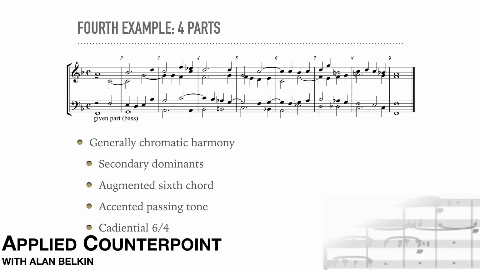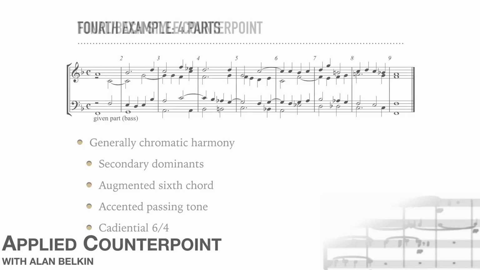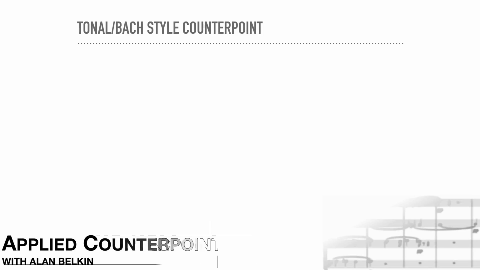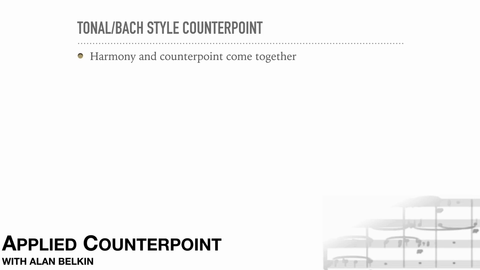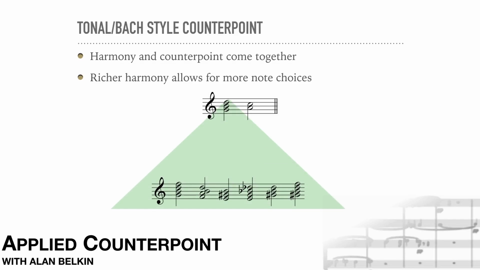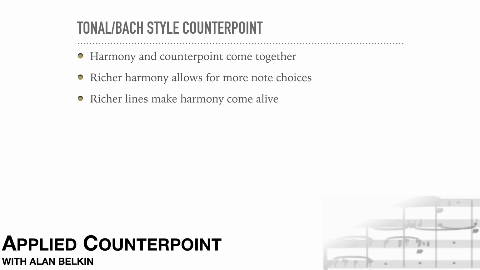All these examples show the degree to which a richer harmonic vocabulary is absolutely essential to Bach-style counterpoint. This is the point, which we mentioned early on in the course, where harmony and counterpoint come together. The richer harmony allows for more choice of notes in the lines, and the rich lines make the harmony more alive than the simple part writing and elementary harmony exercises.